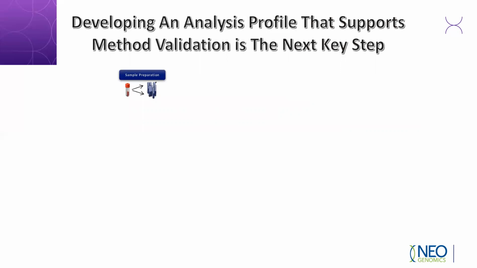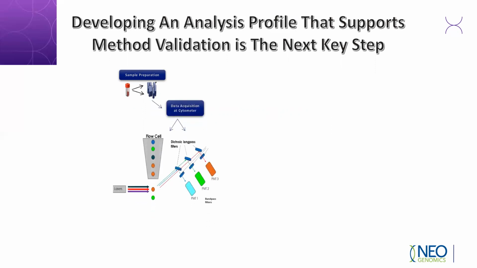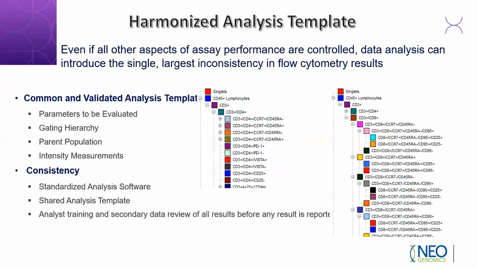So we've controlled the sample preparation with the reagents and the procedures themselves. And then we've established the instrument qualification and calibration procedures to ensure consistent acquisition on the cytometer. And now we must move into the development of an analysis template that can be used consistently and effectively whenever testing is performed to ensure consistent results. So even if all other aspects of assay performance are standardized, the data analysis itself can introduce the single largest error of inconsistency in flow cytometry results.